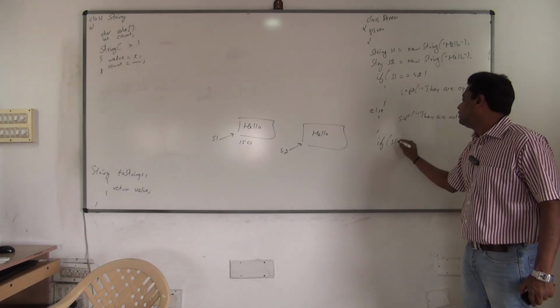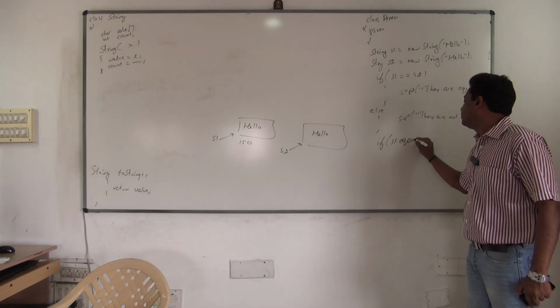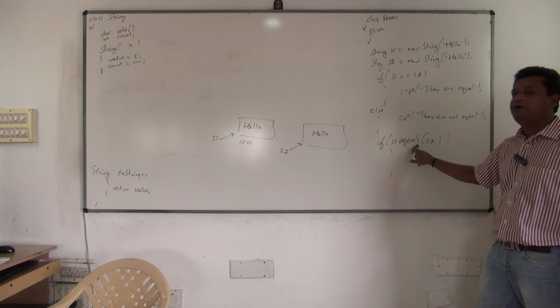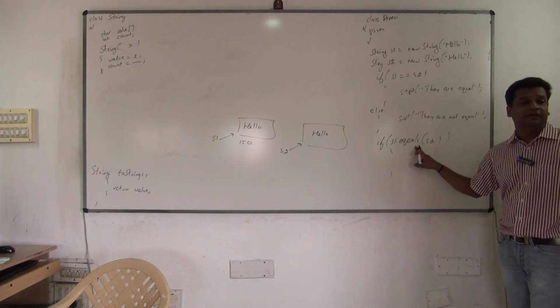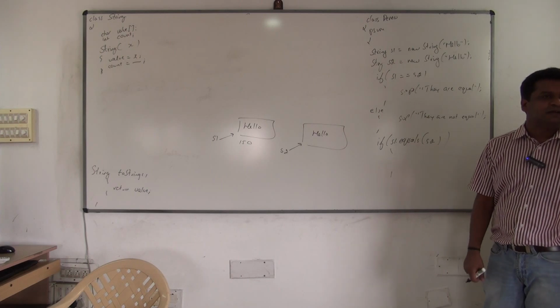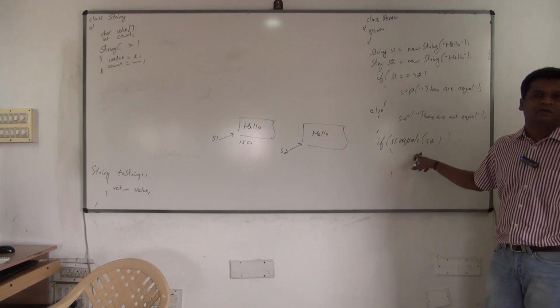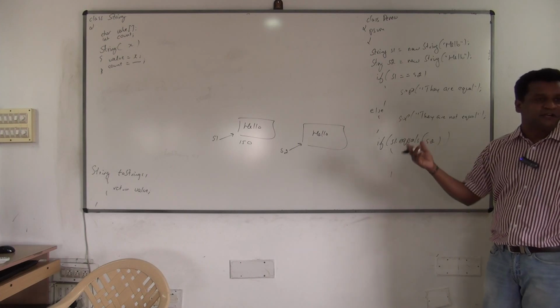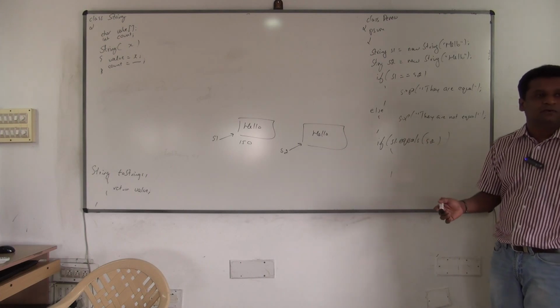If s1.equals(s2). Now what am I doing? Check this out. s1.equals. Equals is a method present where? In class String. So I am invoking the method. What is the argument I am passing? s2. So once it is passed, it will check whether they are equal or not. Once it is equal, what will it return?